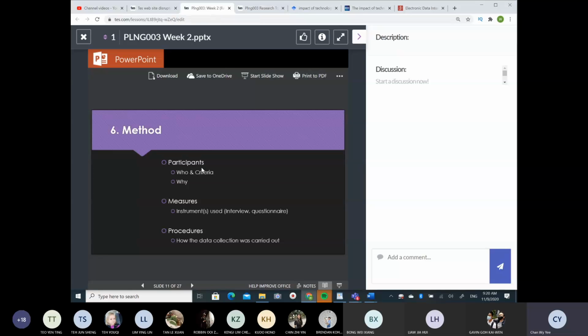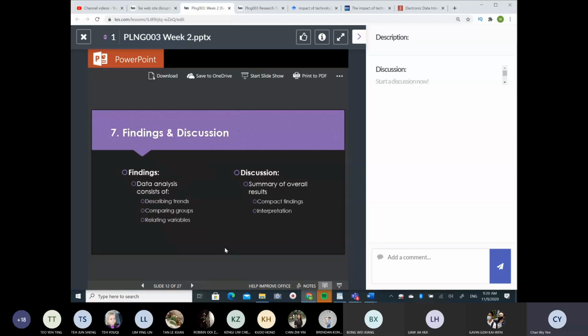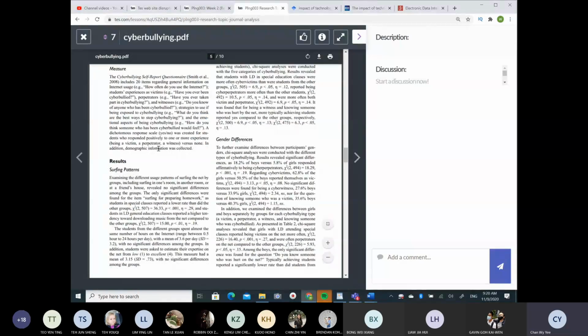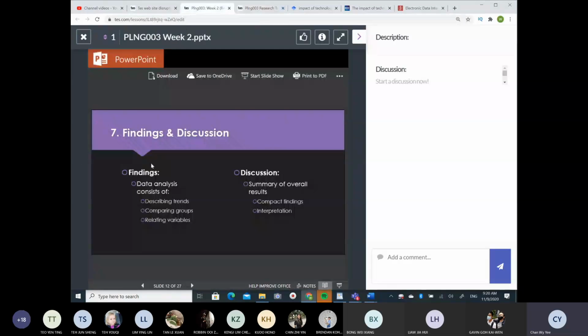So remember, in method you will have participants, you will have measures, and you will have procedures, followed by findings and discussion. Let's look at findings and discussion. Remember I told you different authors have different styles of writing and use different terminologies. In this particular journal article, they use results instead of findings.